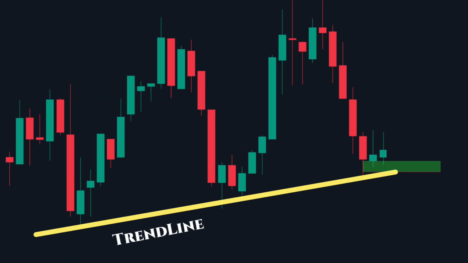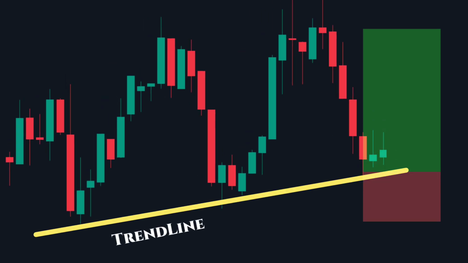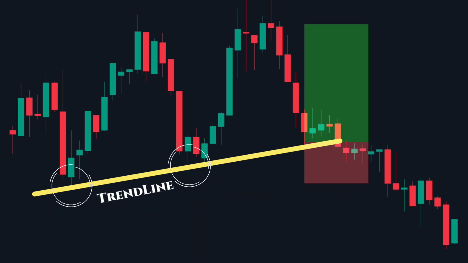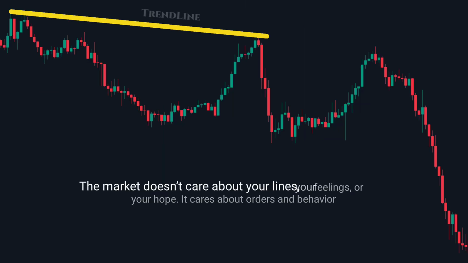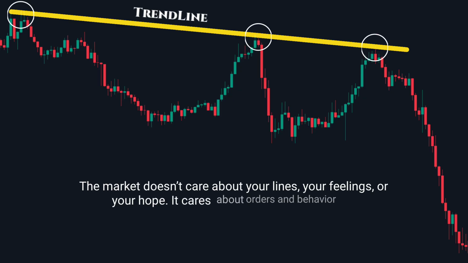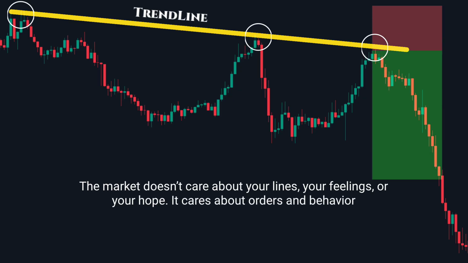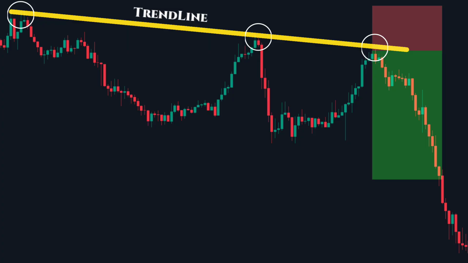Trend lines are guides to market intention, not signals for blind action. Traders fail when they forget the story behind the price, when they ignore liquidity, and when they let emotion drive entries. When you combine trendline observation with structural reading, patience, and disciplined execution, you gain clarity and edge. The market doesn't care about your lines, your feelings, or your hope. It cares about orders and behavior. Trend lines give you a lens to see that behavior clearly. Use them to align with the market, not fight it. And remember, the line isn't your enemy. Your misunderstanding of it is.